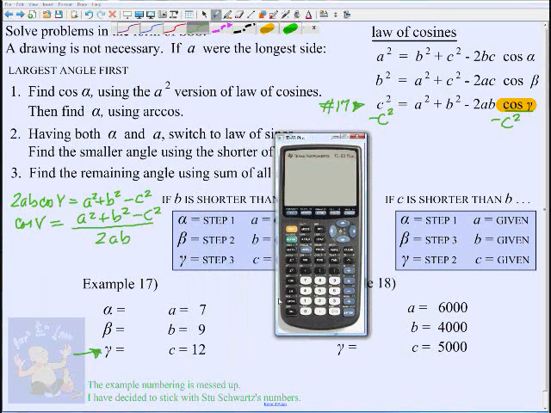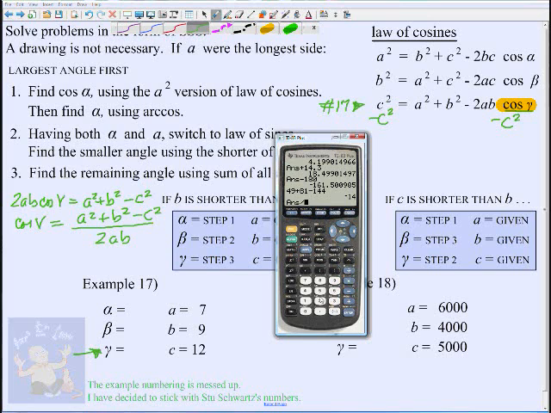So let's get the calculator out and let the calculator do all the heavy lifting for us. A squared is 49 plus b squared, we'll work with this one down here, plus b squared, which is 81. 81 minus c squared, which is 144. Okay, so there's our numerator. Turned out to be a negative 14. I'm going to divide that by 2.